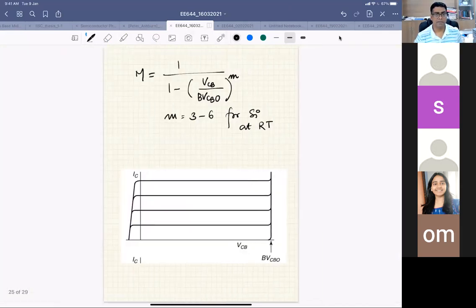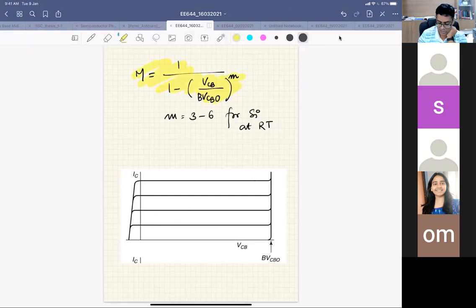The multiplication factor in this case, I could write down. This is the equation that we had also used in the PN junction. This multiplication factor in this case is M equals 1 divided by 1 minus (VCB by BVCBO) to the power m. So here you could see, when VCB, the voltage across the collector base junction, is equal to BVCBO, then M becomes infinite. So this is the breakdown.